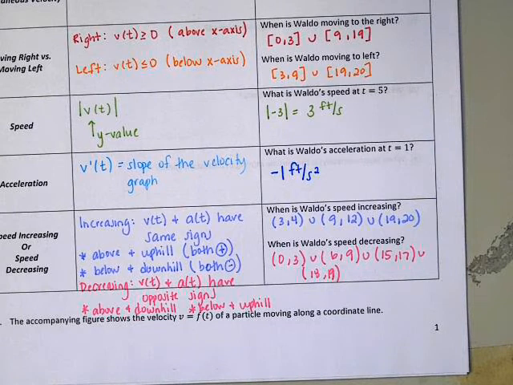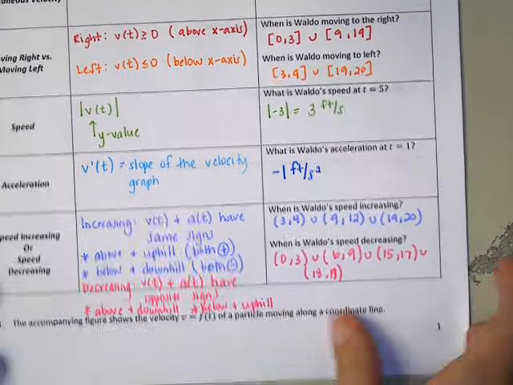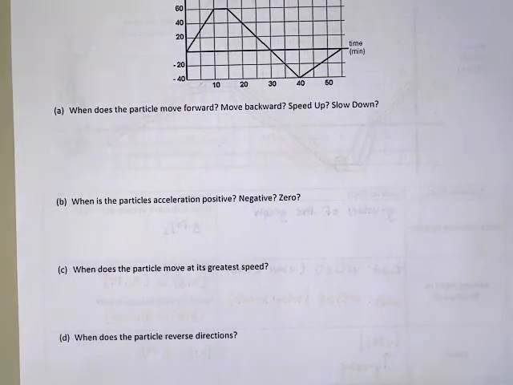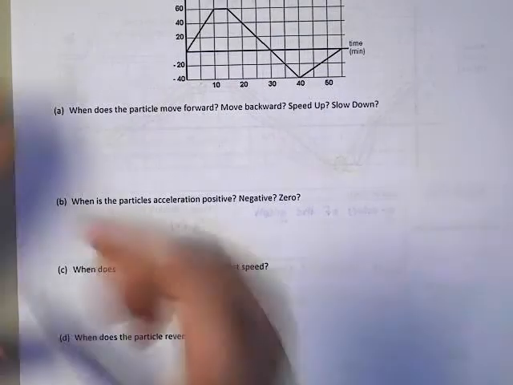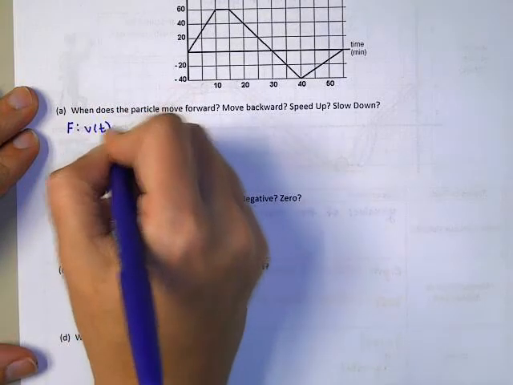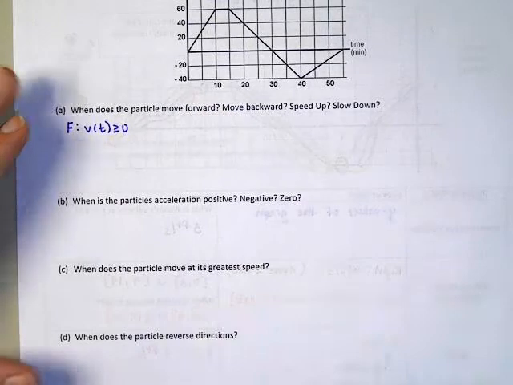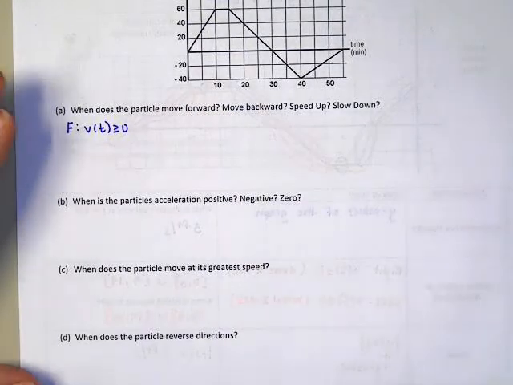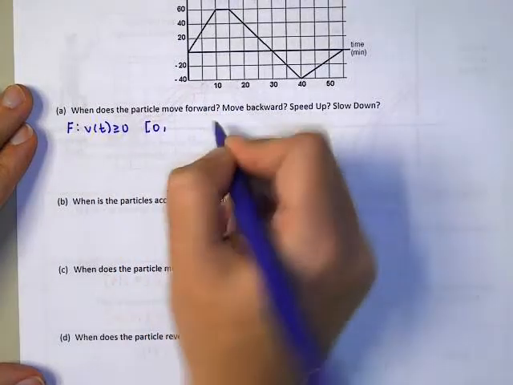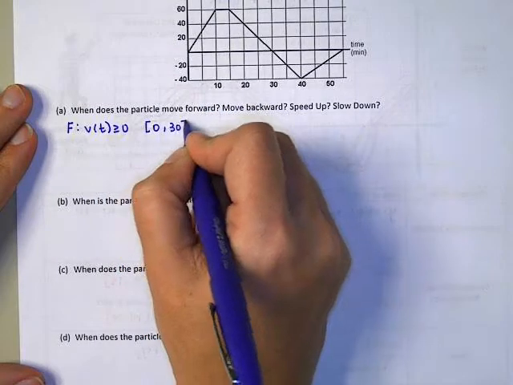So let's go through one example together so you can kind of see how this is going to work. So in the next figure, we are looking at the graph of velocity, and it says, when does the particle move forward, backward, speed up, and slow down? Let's start with forward. The particle is going to move forward when your velocity is positive. So we would say that forward is anytime we're above the x-axis, which in this case would be from 0 to 30 minutes.